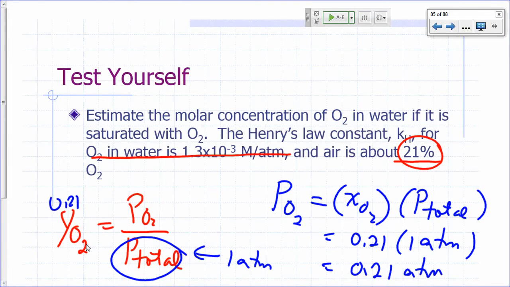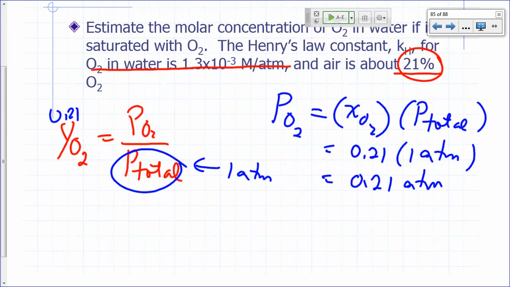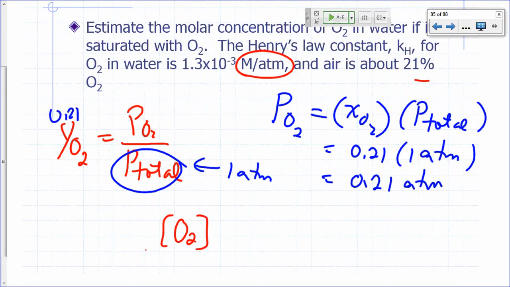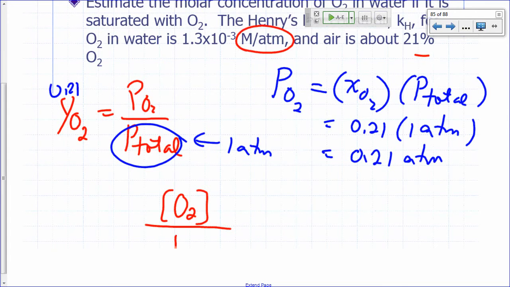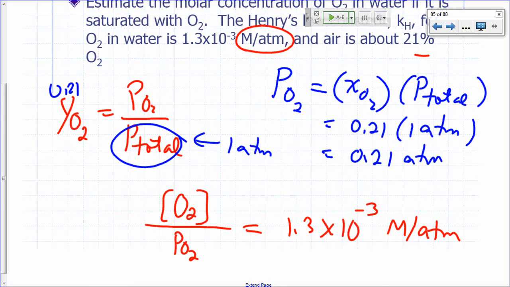Okay? Now let's look at our Henry's law constant here. Look at the unit for Henry's law constant. Molarity over atmosphere. So what's our equation for Henry's law? What goes in the numerator? Something that has molarity, right? So concentration of O2 goes in the numerator. What goes in the denominator? Pressure quantity. So partial pressure of O2 must be in your denominator. So that's equal to 1.3 times 10 to the negative 3 molarity per atmosphere. That's your K sub H.